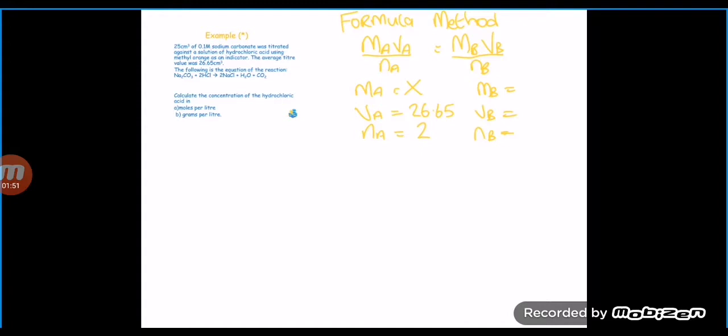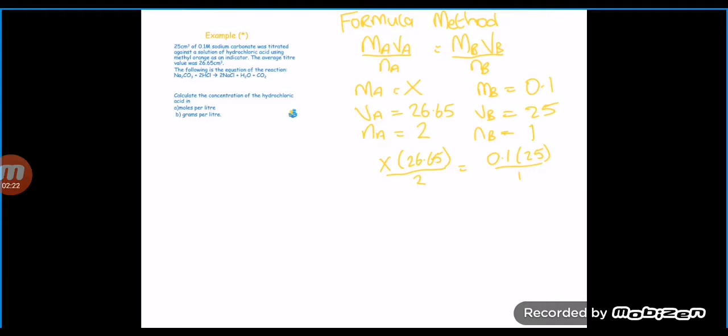If we do the same thing now for the base, the molarity of the base is 0.1 moles from the question. We can see that the volume of the base is 25 centimetres cubed, and the number of moles from the balanced equation is 1. So if we fill that in, we get X by 26.65 divided by 2 is equal to 0.1 by 25 over 1. So that's just filling into this formula here.